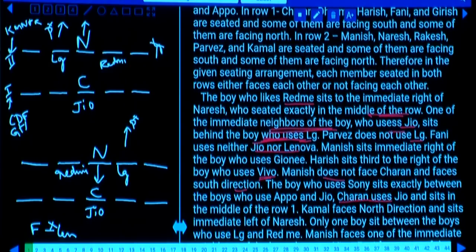Next one: Manish sits to the immediate right of the boy who uses Gionee. Manish is to the immediate right of the boy who uses Gionee. Then tell me, where should this Manish be? Now can Manish be at this place? Now I am talking about this one. Manish cannot be at this place because this person who uses LG is facing north. Manish would be to the immediate left. Hence Manish cannot be here.